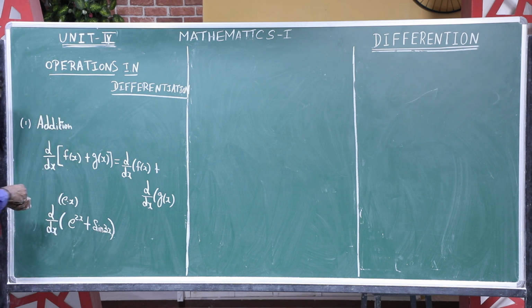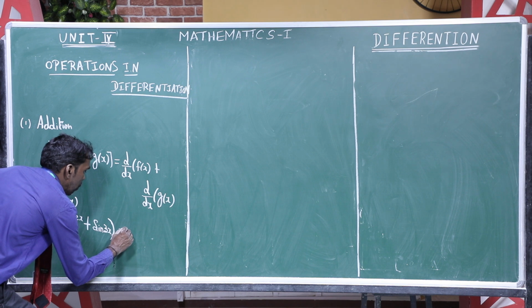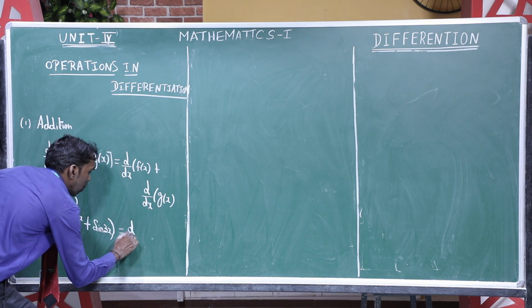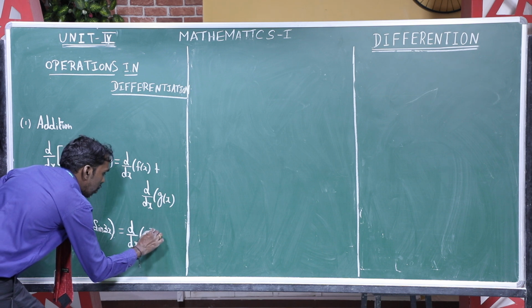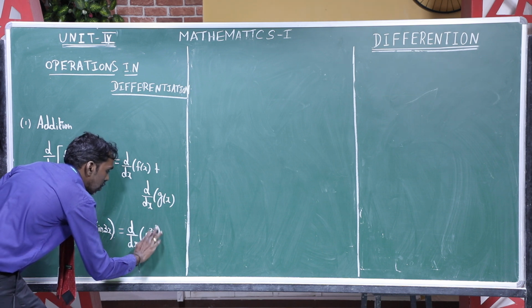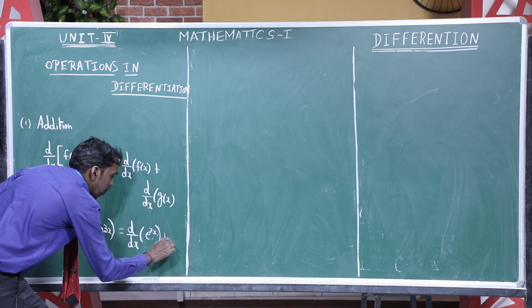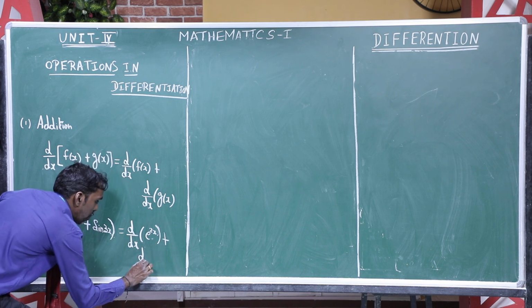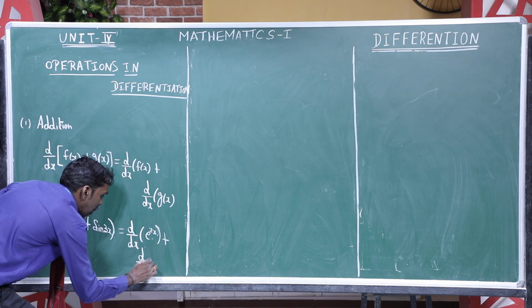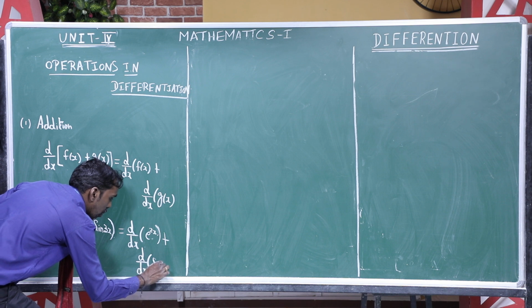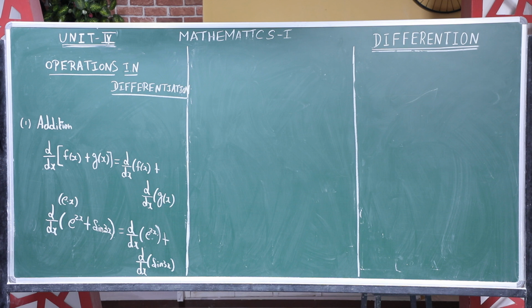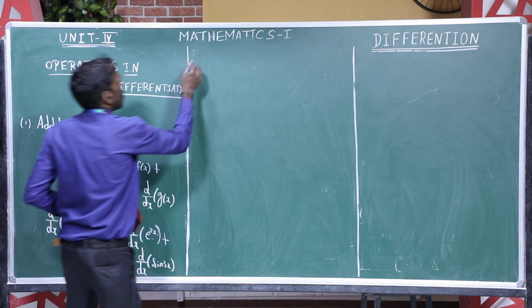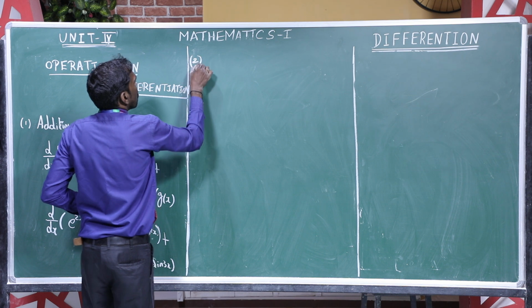So I can make it d by dx of e power 2x, the next d by dx of sin 3x. Have to separate the functions. This is the addition of the two differentiations. The next, subtraction.